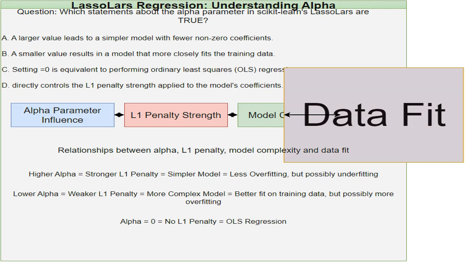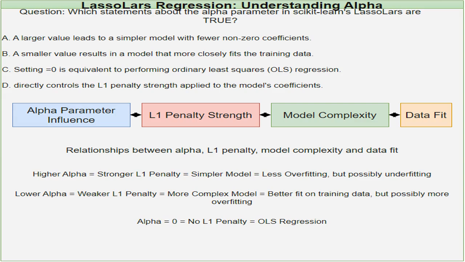A higher alpha translates to a stronger L1 penalty, resulting in a simpler model that may not fit the training data as well. A lower alpha brings a weaker penalty, a more complex model, and a tighter fit to the training data. And if alpha equals 0, then the penalty disappears, and I end up with a plain old ordinary least squares, OLS, regression model. This shows the direct relationship between a high alpha and the effects on L1 penalty, model complexity, and data fit.